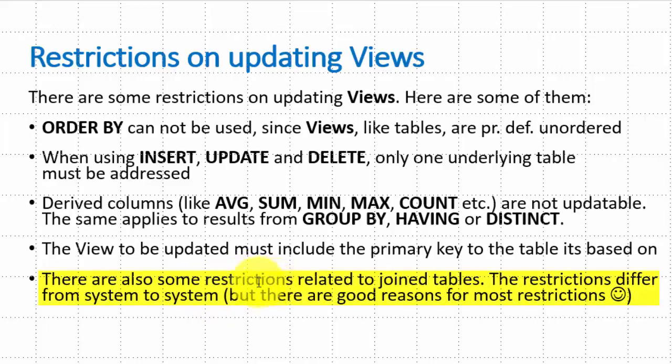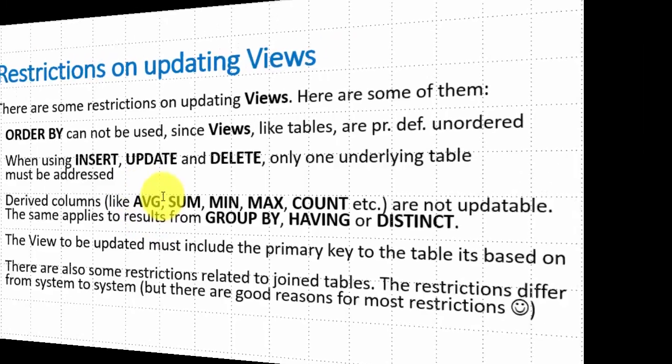And there are also some other restrictions related to joined tables, and these restrictions differ from system to system, but there are good reasons for most of the restrictions. If we, for instance, have calculated an average in a view based on several underlying rows, then if we were able to change the average without changing the values in the underlying rows, the average obviously would give a wrong result. So that is, for instance, the reason why this isn't allowed.